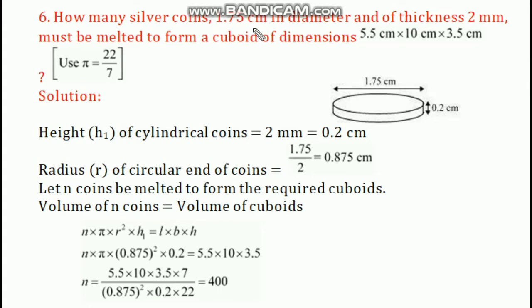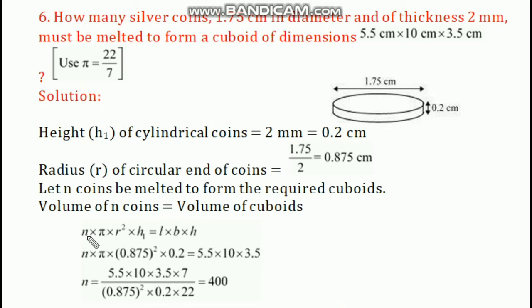In this question, the diameter is given in centimeter but the thickness is in millimeter. So we need to change the thickness to centimeter. Dividing by 10, we get 0.2 centimeter. The diameter is 1.75 centimeter, so the radius is 0.875 centimeter. We don't know how many coins, but the volume of n such coins is equal to the volume of the cuboid.